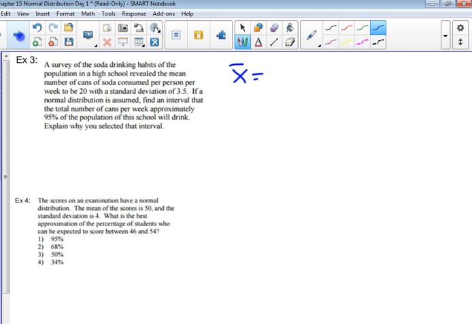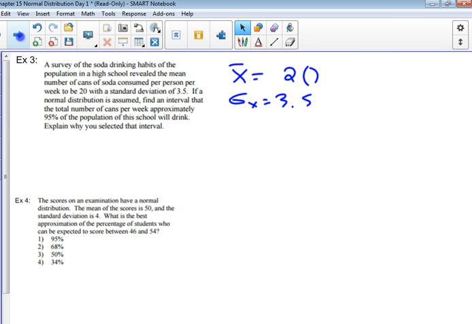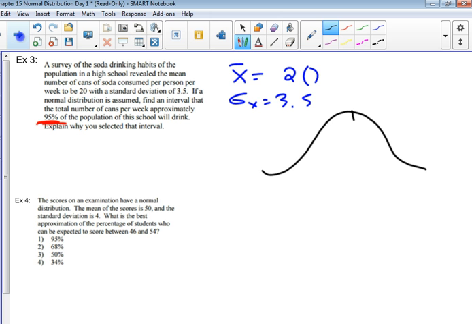The mean is 20. Okay, standard deviation they tell you is 3.5. If you're normally distributed, find an interval that the total number of cans is 95%. 95%. How many do we have to go? One or two? Two. Perfect. Okay, good. So let's make our little picture quick. Make sure you guys put the mean right in that middle part.